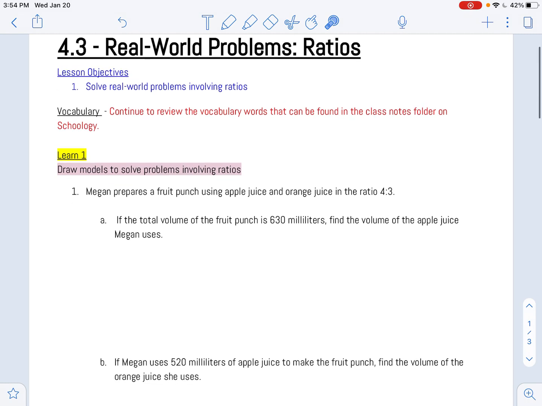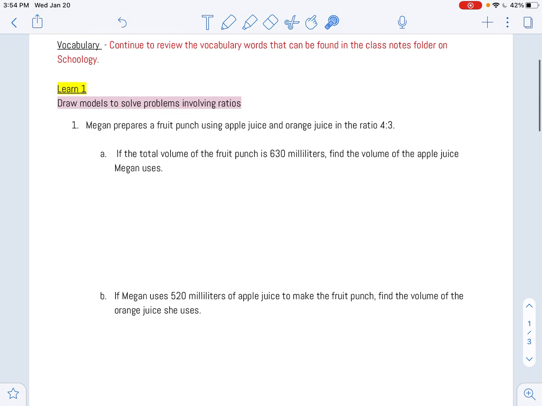All right, we're going to dive right into Learn 1, in which it's all focusing on being able to draw models to solve word problems involving ratios. We should be familiar with using bar models, maybe from elementary school. And in these types of word problems, using bar models in a visual is going to be really helpful for us in identifying what information is given to us and then what we're going to be solving for. So let's use problem 1 as our first example.